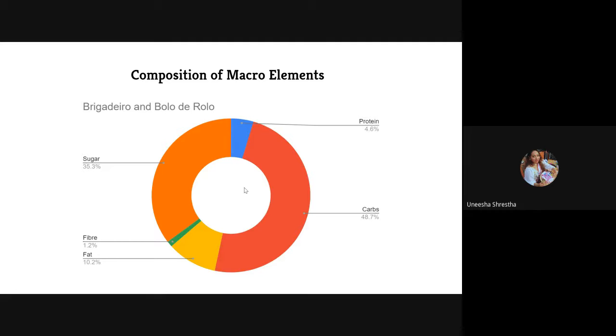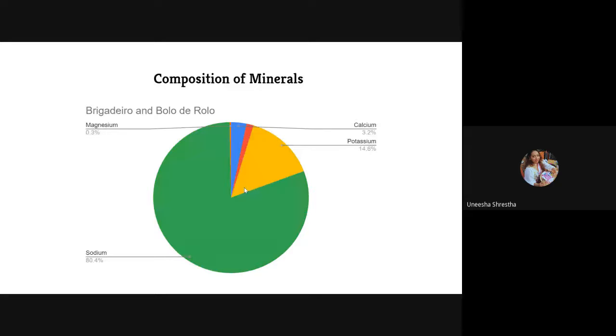Moving on to the composition of minerals, we can see sodium was really high. We really had a high intake of sodium that day. It was 80.4% in the dessert we had. Potassium was 14.6%. Calcium was 3.2%, and a hint of magnesium, 0.3%. Moving on to vitamins.